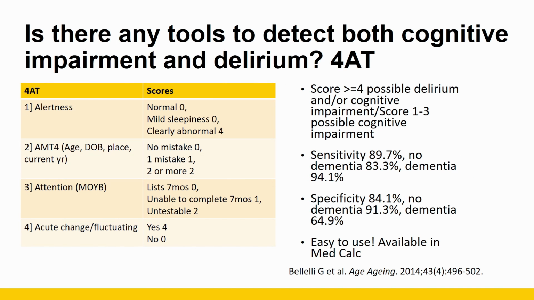Do we have any tools to detect cognitive impairment and delirium? The answer is yes, there is one. It is called the 4AT. The 4AT uses a scoring system to identify possible delirium or cognitive impairment. This consists of alertness, orientation, attention, and fluctuating mental status. A score above or equal to 4 means that the patient may have possible delirium or cognitive impairment. A score of 1 to 3 indicates possible cognitive impairment, and a score of less than 1 means that the patient does not have delirium or cognitive impairment.